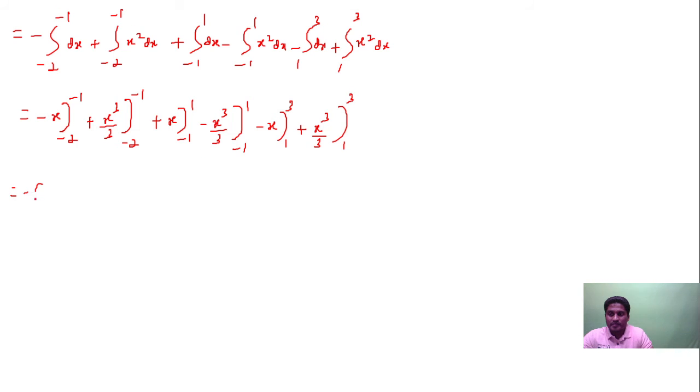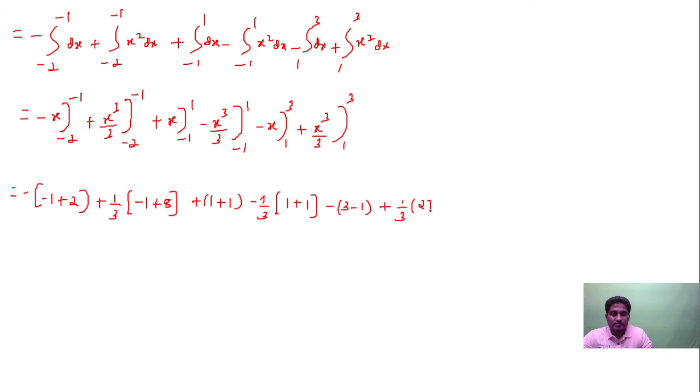So the upper limit is minus 1, the lower limit is minus 2, minus and minus is plus 2. Upper limit is minus 1, the whole cube is minus 1, and lower limit minus 2 cubed is minus 8, so this becomes plus 8. This is 1 plus 1. Again the upper limit is 1, the lower limit is minus 1, so this becomes plus 1. 3 minus 1, 1 upon 3, this is 27 minus 1. So this is minus 1 plus 7 by 3 plus 2. Okay, and then this is 1, right? 1 upon 3, so this is 2 by 3.